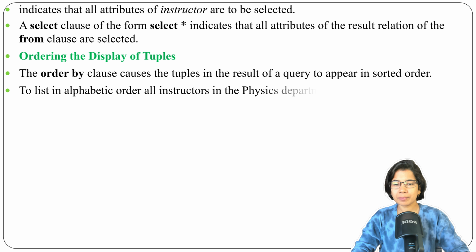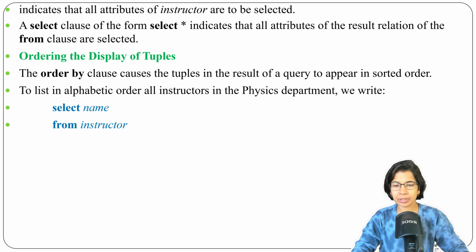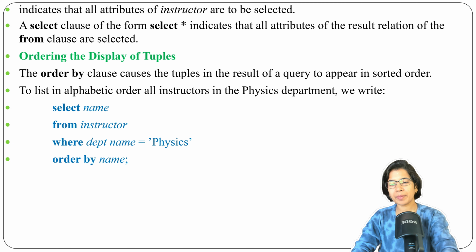Let's see one example. We want to see all the instructor names of the physics department. We can write select name from instructor, where department name equals physics, order by name. So it will show all the instructor names from the physics department in ascending order.